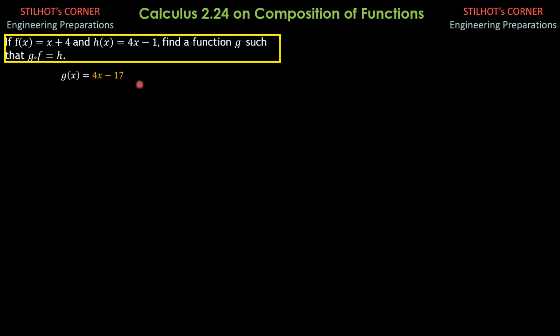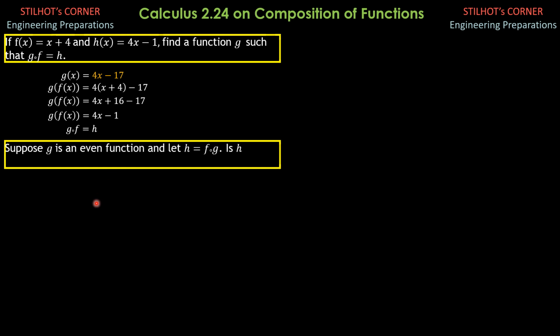So to check, let's substitute it here. G of f of x, so 4 times x plus 4 minus 17 is equal to 4x plus 16 minus 17, and it is equal to 4x minus 1. So therefore, g of f, which is equal to h, is h of x, 4x minus 1.